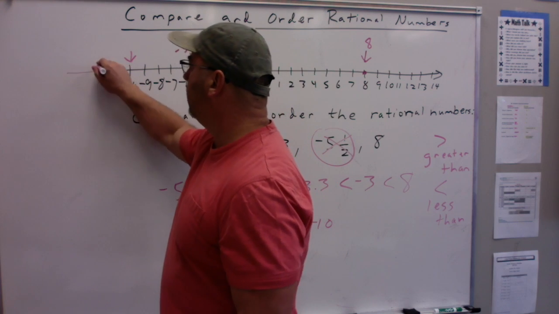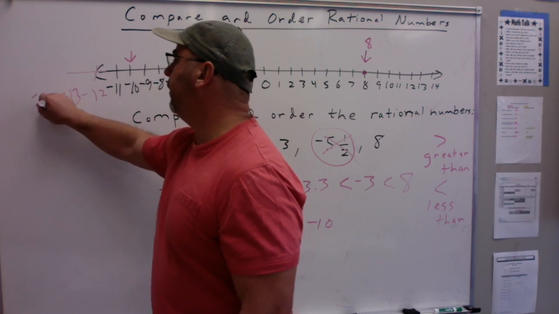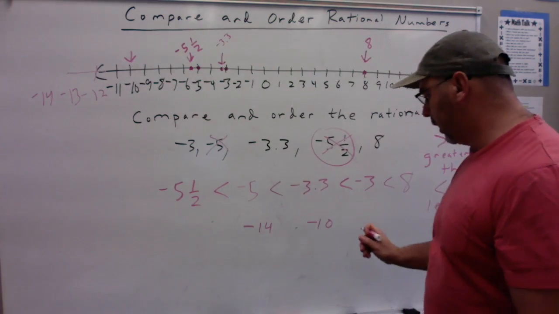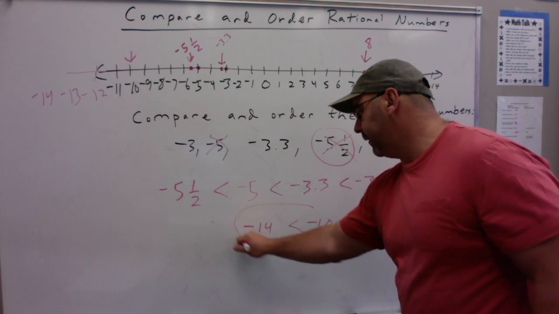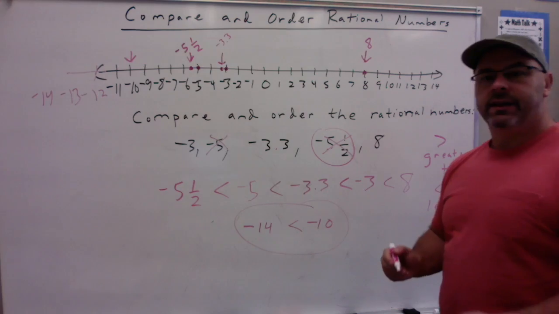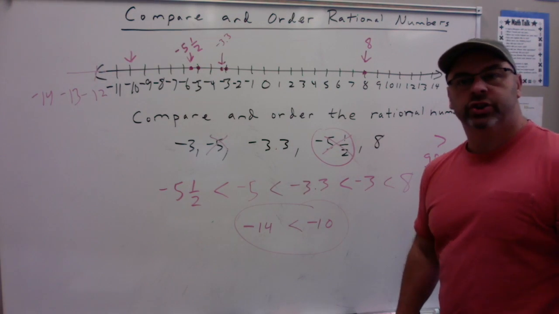It'd go out here. -12, -13, -14. So it's to the left, which would make it smaller. So this is actually less than that. Okay? So that would be -14 is less than -10. And that's how we compare and order rational numbers.